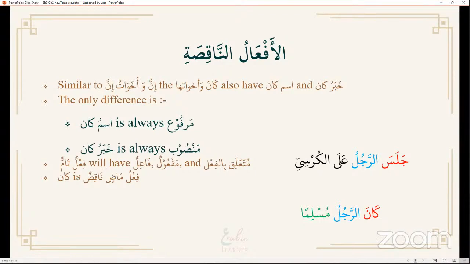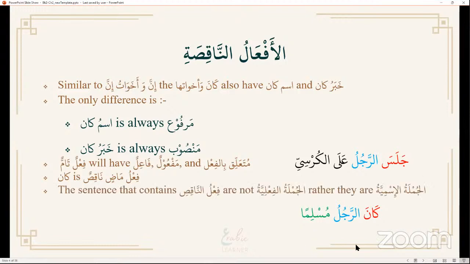So whenever you see the kana type of sentences, you will look for three things, which is, what is the fi'lu naqis. Here it is kana. The second thing that you will look for is ismu kana, which is ar-rajulu here. And the third thing which you will look for is khabaru kana. Okay, khabaru kana. And there can be mutalik bil khabar also, because the moment I'm talking about jumla ismiya, then khabar can be there and mutalik bil khabar can also be there. So this is exceptional, brothers and sisters.